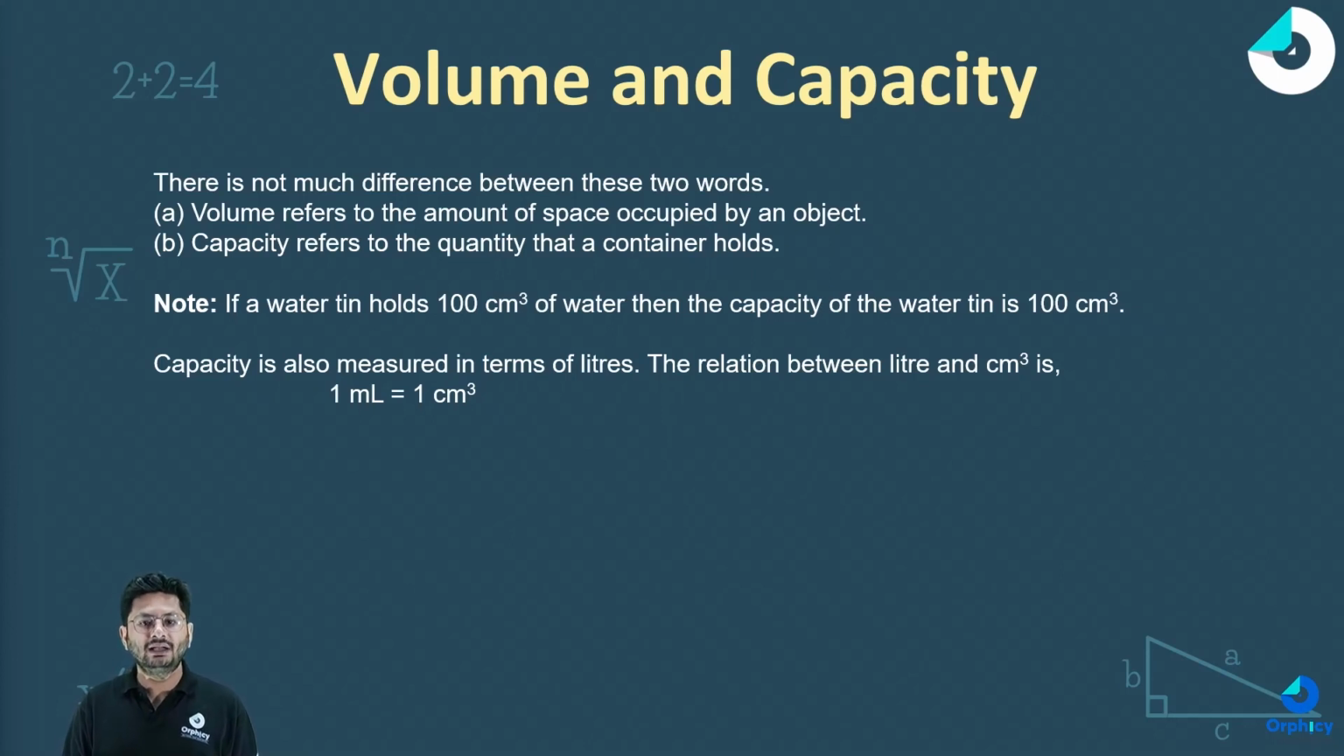If a water tin holds 100 centimeter cube of water, then the capacity of the water tin is 100 centimeter cube. Okay, capacity is also measured in terms of liters, and the relationship between liters and centimeter cube मैं यहाँ पर लिख देता हूँ, that 1 centimeter cube is equal to 0.001 liters, या फिर 1 liter is equal to 1000 centimeter cube. ये conversion please आप सब याद रखें.